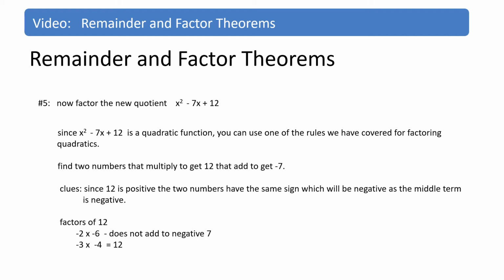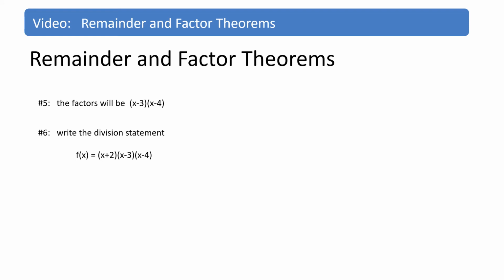The first two numbers must multiply to get 12 and add to get -7. Clues: since 12 is positive, the two numbers have the same sign, which will be negative as the middle term is negative. So let's look at the factors of 12. -2 times -6 does multiply to get 12, but doesn't add to get -7. But wait, -3 times -4 is 12, and -3 plus -4 is -7. So the factors will be x minus 3 and x minus 4.